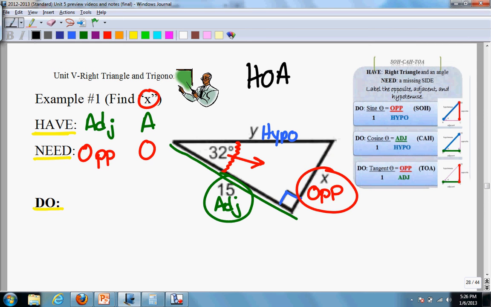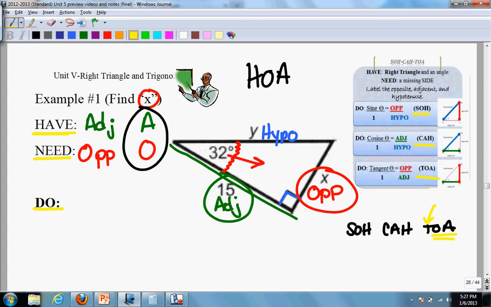Ask yourself, in SOH CAH TOA, what goes with OA? Look over here very carefully on this sheet. In SOH CAH TOA. Let me write it a little bit bigger. SOH CAH TOA. Which one of these works with OA? Look really carefully. You should notice it's tangent.